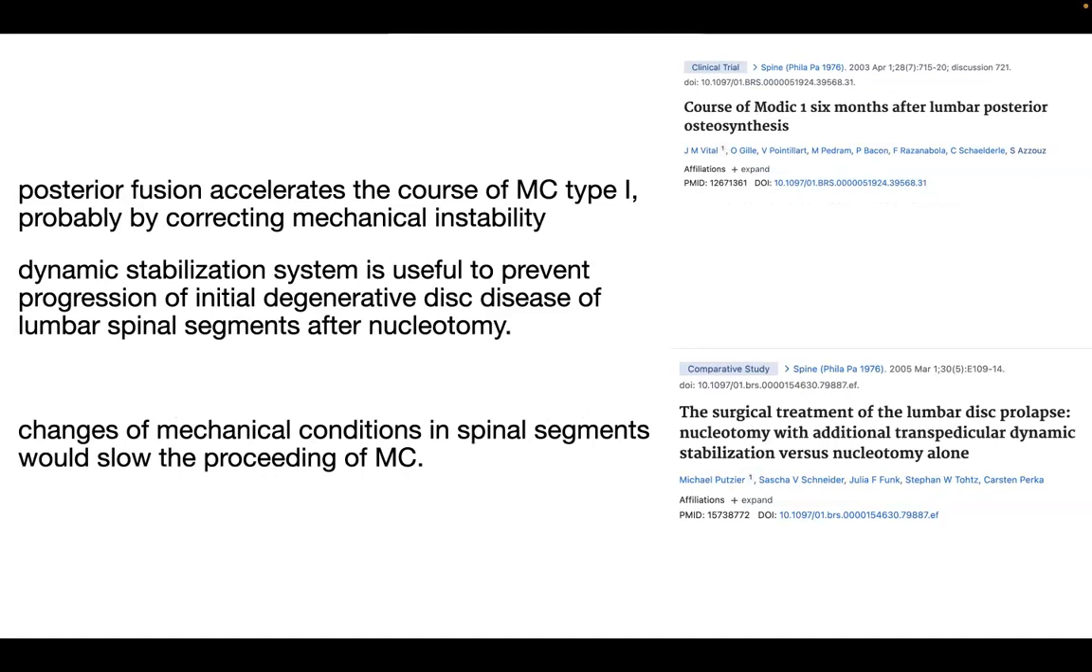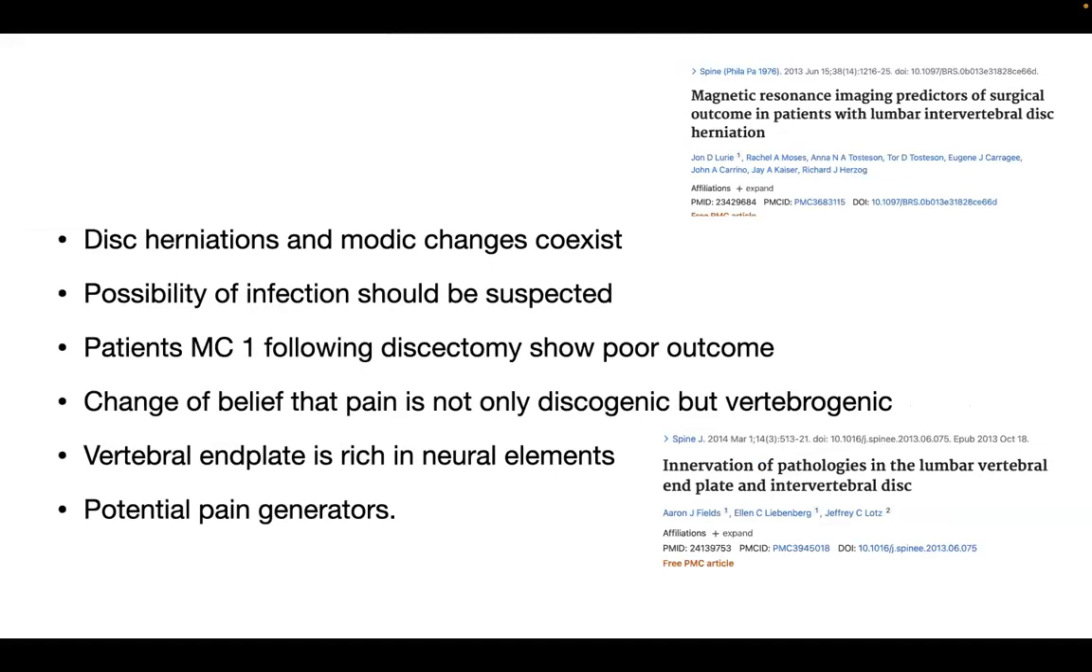After these studies, there was a conclusion that any changes in the mechanical conditions of the spinal segments would slow the progression of the Modic changes. Disc herniations and Modic changes coexist. There is always a possibility that infection should be suspected. Patients with Modic changes following discectomy show poor outcome.